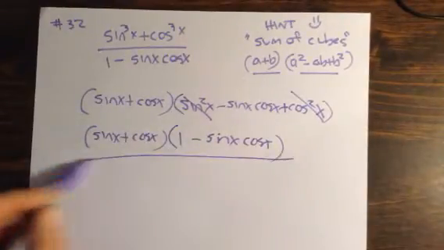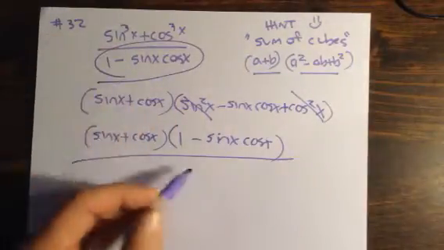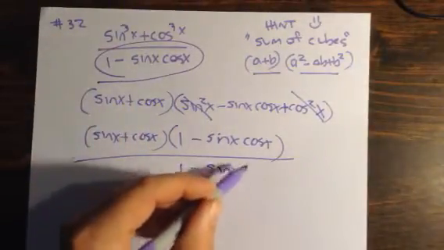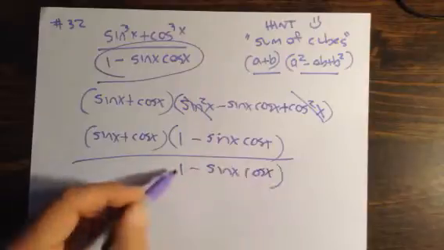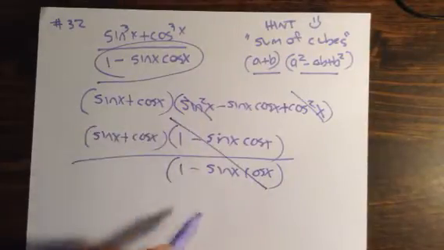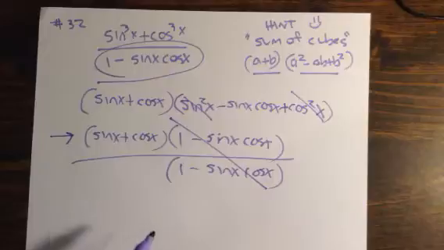And I say, wait a minute, isn't that denominator 1 minus sine of x cosine of x? I don't really have to keep going with this, I guess, because I think you see it. That is the answer. Done. Good job.